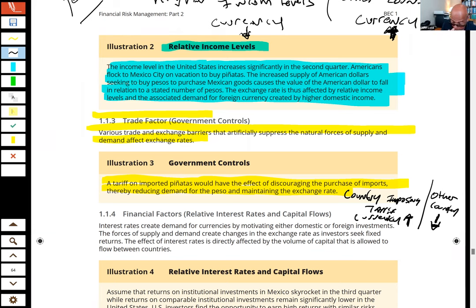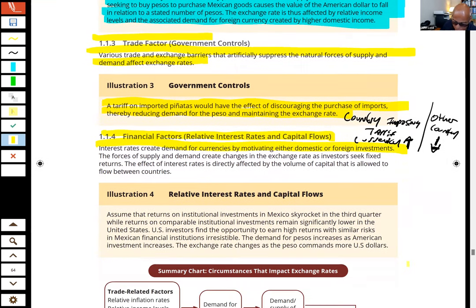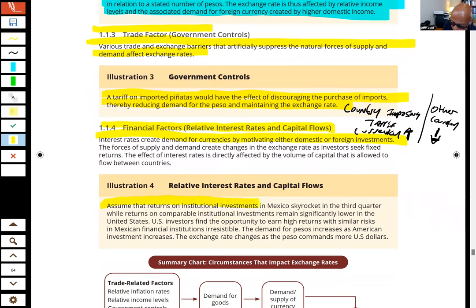Okay, and then finally, financial factors: relative interest rates and capital flows. Interest rates can change demand for currencies by motivating either domestic or foreign investment. So let's take a look at this one. Assume that returns on institutional investments in Mexico skyrocketed in the third quarter, while returns on comparable institutional investments remain significantly lower in the U.S. U.S. investors find the opportunity to earn higher returns with similar risk in Mexican financial institutions irresistible. The demand for pesos increases as Americans invest, and the peso commands more dollars.